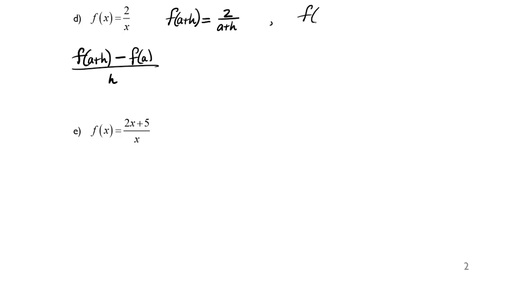I also need to find f of a. A is my input. 2 over a is my output. Now I'm going to rewrite this as the difference quotient substitution. For the f of a plus h, I'm going to substitute the 2 over a plus h.